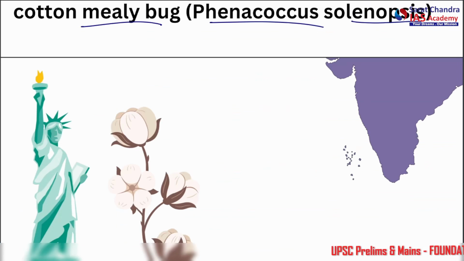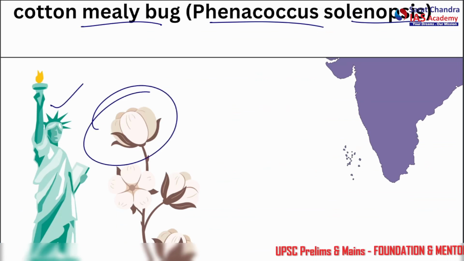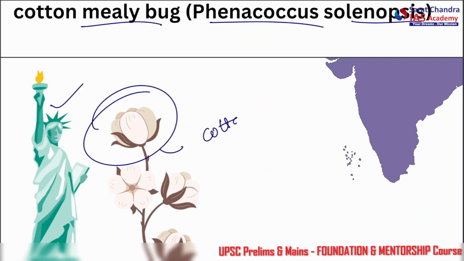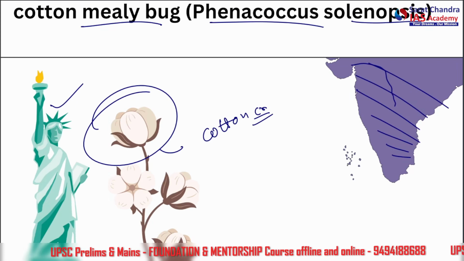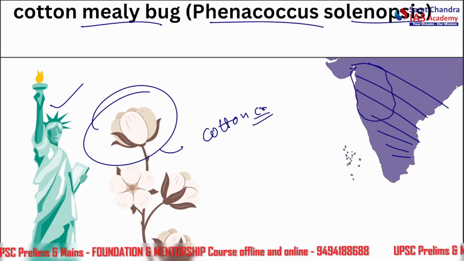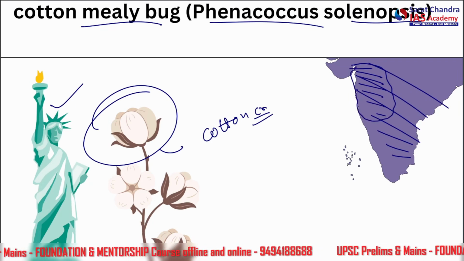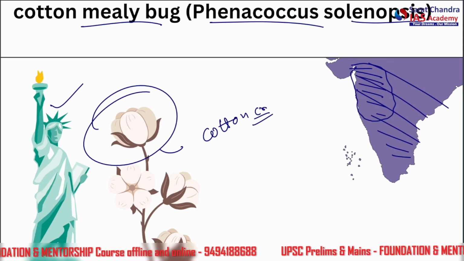So it was brought from the Americas, and it affects the cotton plants, the cotton crops in the Deccan, India. Especially Maharashtra, we can see that the most cotton crops come from here. And this is where the cotton mealybug is a special problem.